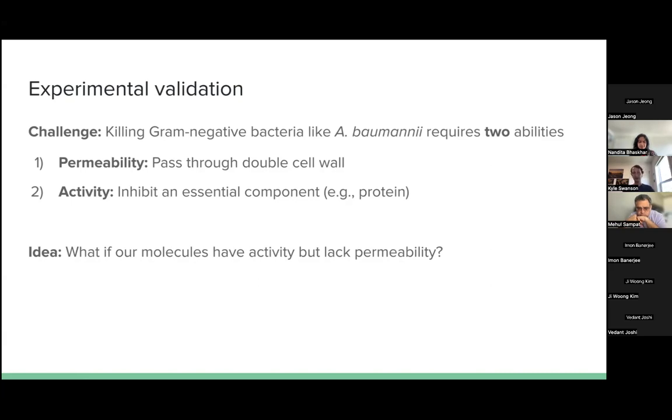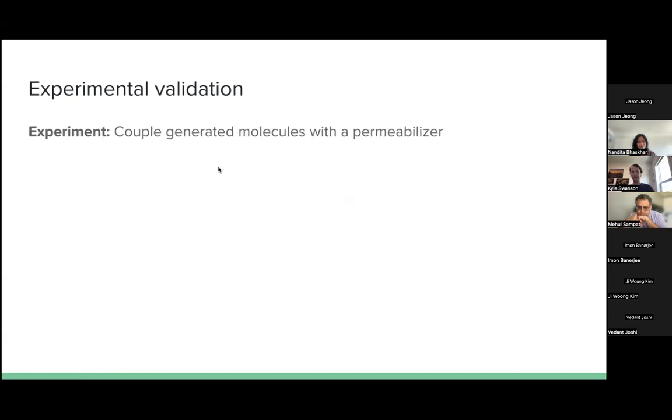And so what our collaborators were thinking is that maybe what's going on is that our molecules do have activity. It's just that they can't get inside the cell. And of course, if they can't get inside, then they can't exert their activity and they can't actually kill the bacteria. So they were thinking, what if there's some way that we can maybe help the molecules get inside and then see if they do have this activity or not? And so the experiment that they ran is they then tried to couple each of our generated molecules with a known permeabilizer, where the permeabilizer is another small molecule that can help open up the membrane a little bit. It will not kill the bacteria, but it'll simply open up the membrane and allow our molecules to get in.